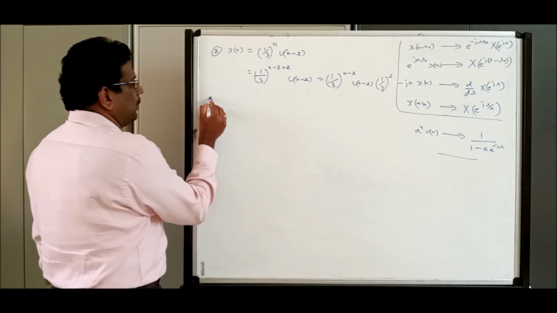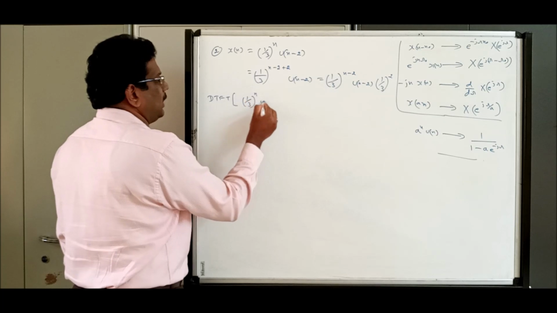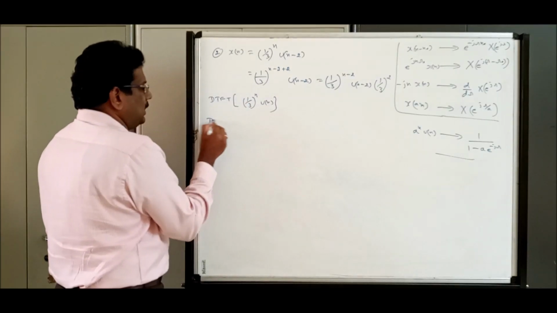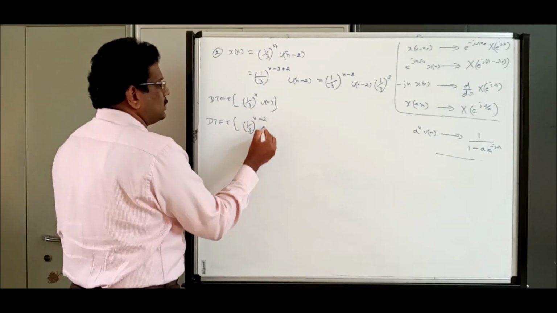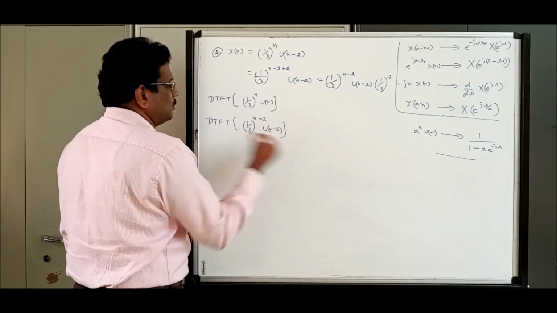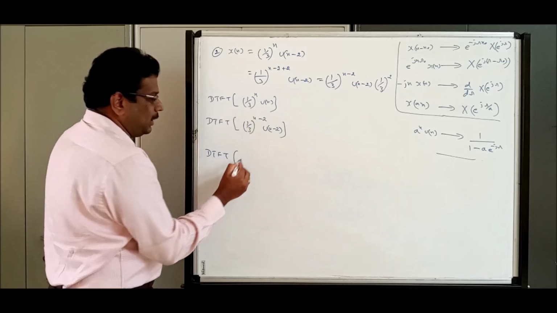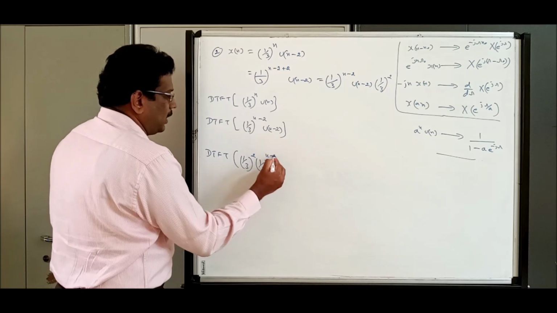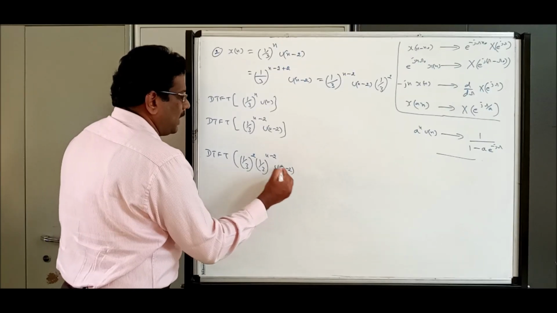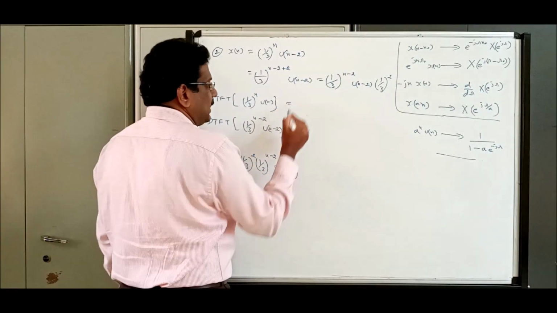Now let us start the problem. The DTFT of 1 by 3 power n u of n. The DTFT of 1 by 3 power n minus 2 u of n minus 2. So the DTFT of extra that particular constant 1 by 3 the whole square, 1 by 3 power n minus 2 u of n minus 2. This is the flow we are having. Now what about the answer here?